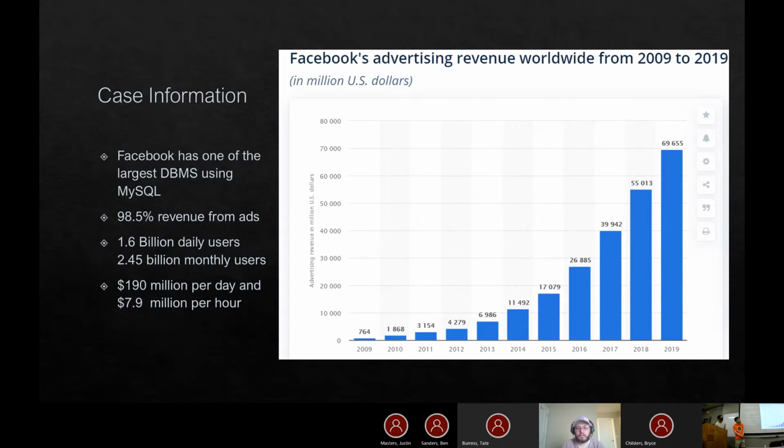Here's our second chart about their growing advertising revenue throughout the last couple of years.